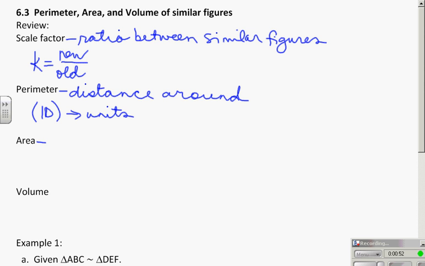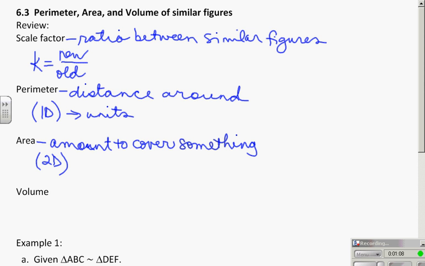Area is the amount to cover something. Think about painting, think about wrapping paper, wallpaper, floor tile. That is a two-dimensional measurement. You take a length times a width, a height times a base. And when we label it, it becomes units squared.